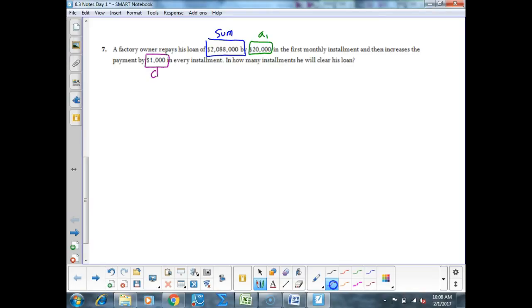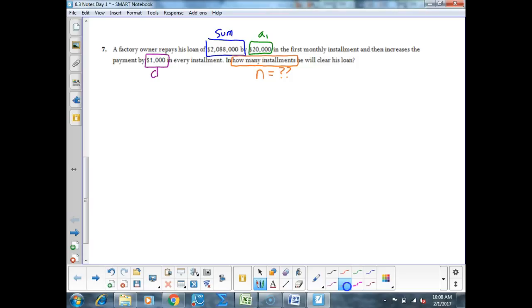Now, overall question, what are we looking for in this problem? What's the answer supposed to be? So in arithmetic sequences and series, how many installments? It's n. So how many installments here is n. It's what we're looking for.